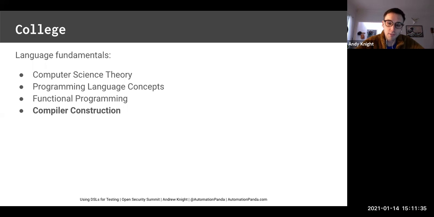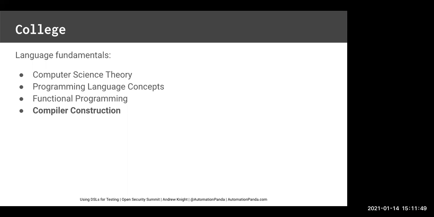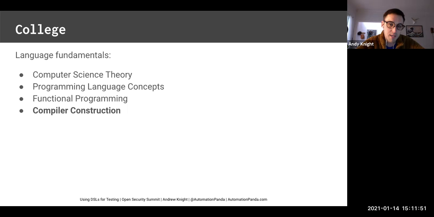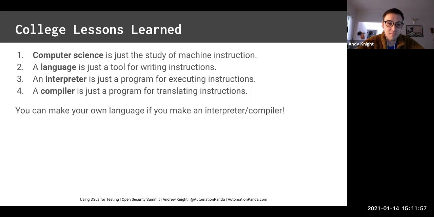But in college, not only was I learning how to use programming languages, but I learned how to make programming languages. I took courses like computer science theory, programming language concepts, functional programming, and ultimately compiler construction, where I made my own language as well as an interpreter and a compiler for it. That was a lot of work. And so my understanding of computer science as a discipline as well as languages very much matured.